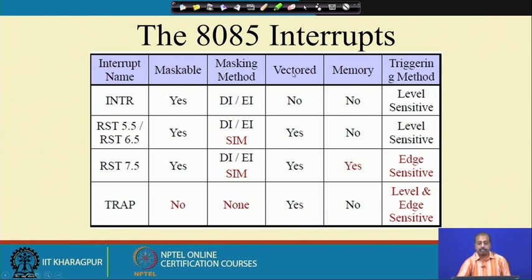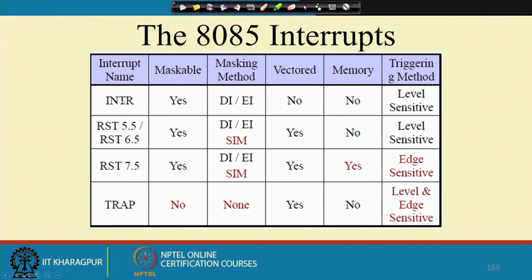Next, if you try to classify with respect to vectoring. INTR is not vectored, because when INTR occurs, there is no fixed address to which the processor will jump, compared to 5.5, 6.5 and 7.5. We know that these values are multiplied by 8. Whatever be the location, the processor will jump to that location, and it will expect that the ISR for the interrupt will be starting from that address. Whereas for INTR we do not have anything.